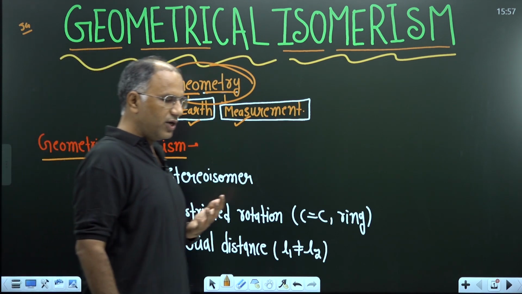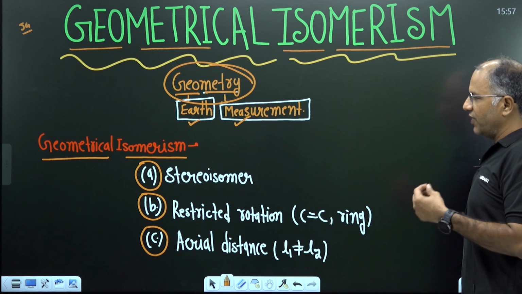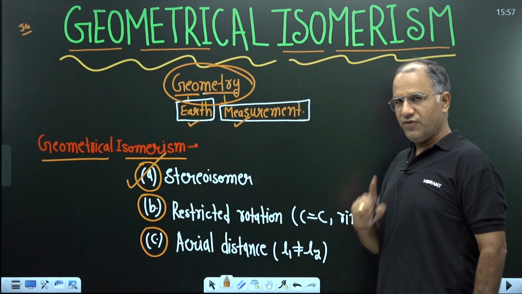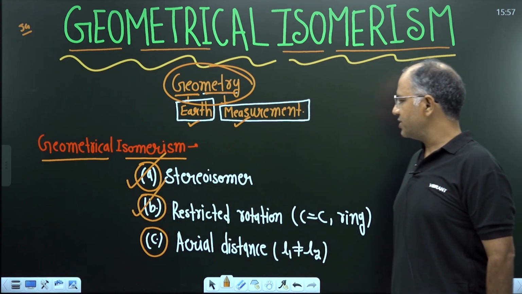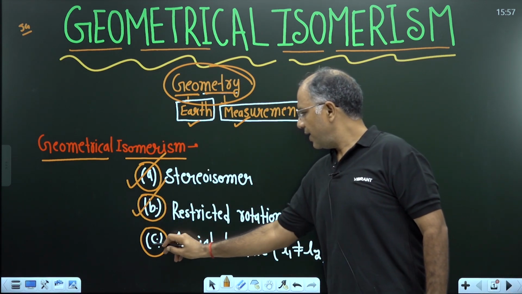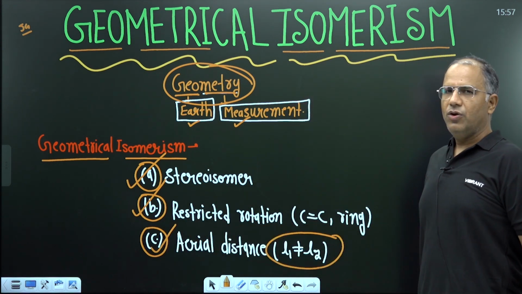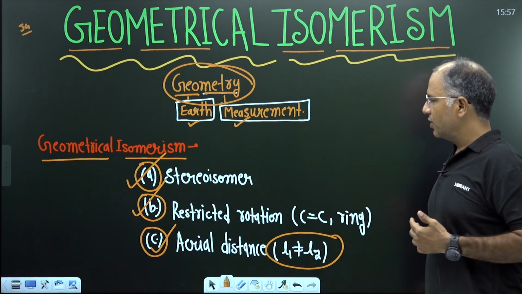Now first of all, what is the definition of geometrical isomerism? Geometrical isomers are defined as follows. First, they must be stereoisomers. Second, they must have restricted rotation. And third, areal distance must be different, L1 is not equal to L2. Now I will explain these terms one by one.